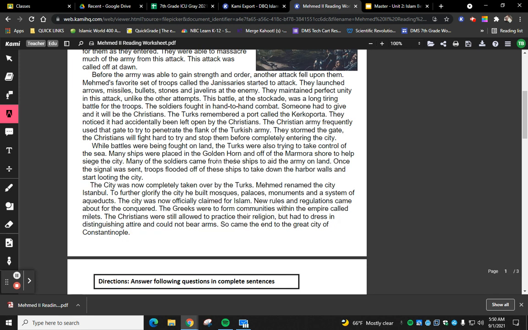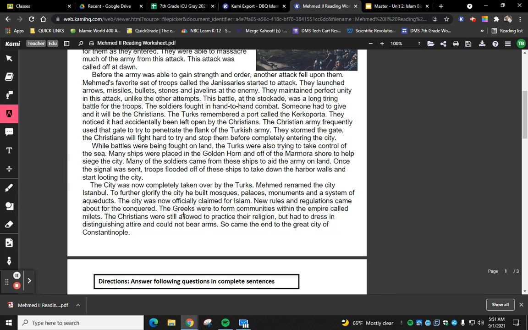Many of the soldiers came from these ships to aid the army on land. Once the signal was sent, troops flooded off of these ships to take down the harbor walls and start looting the city. The city was now completely taken over by the Turks. Mehmed renamed the city Istanbul. To further glorify the city, he built mosques, which are Muslim churches, palaces, monuments, and a system of aqueducts. The city was now officially claimed for Islam.